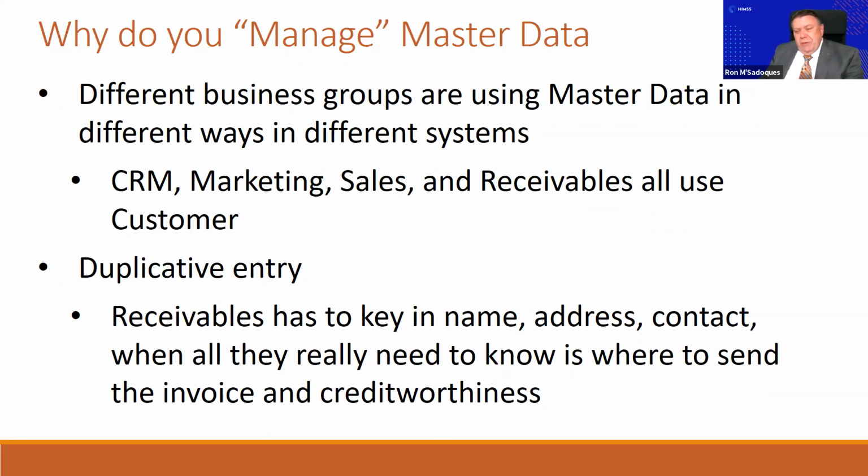But really what receivables needs to know about a customer, right? Their critical piece of the customer is where to send the invoice and the credit worthiness of the customer, right? Sales might need to know the address. They might need to know the name of the spouse, how many children that person has, what's the person's golf handicap, right? So each of these is using a customer, but using it in slightly different ways. And what's happening because of that is everybody has to type in the name and the address, right? What we are seeking to do is maybe avoid that.